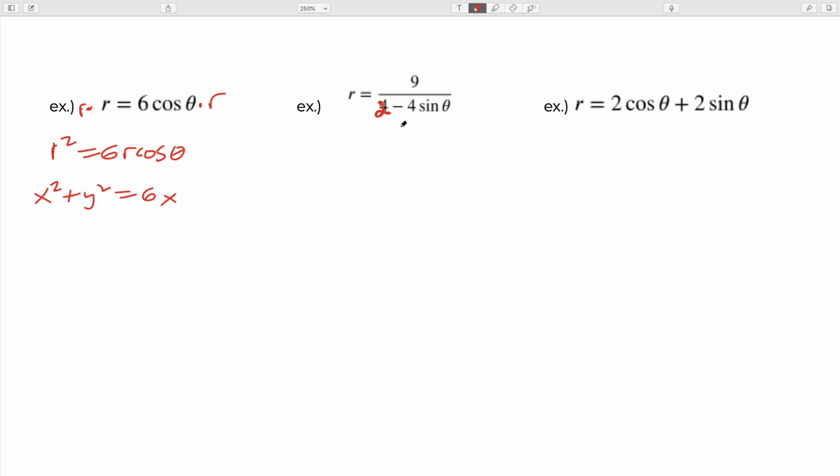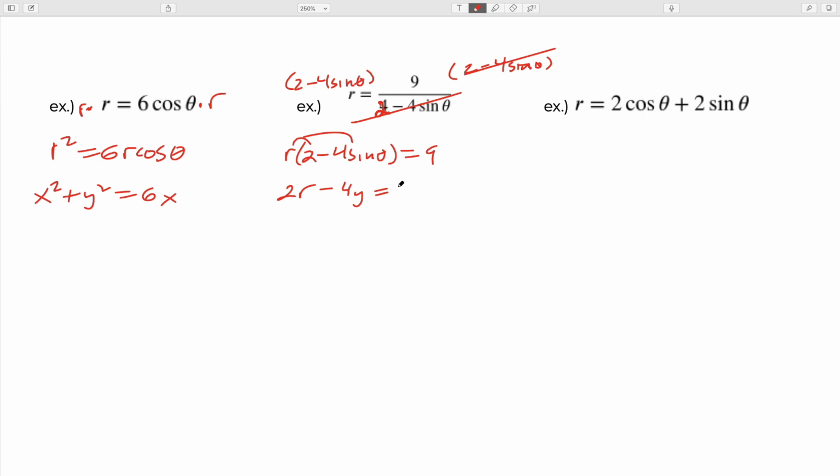Okay, so in this example, the first thing I recognize is I want to get this off the denominator. So I'm going to multiply by 2 minus 4 sine of theta on both sides. So let's just get that off the denominator. All right, then I have r times 2 minus 4 sine of theta is equal to 9, right? Those divide out. Okay, cool. Now we can apply a little distributive property because I know r times sine of theta is going to give me what I want there. That's going to give me a negative 4y is equal to 9. But I still have this r. That's a little pesky r.